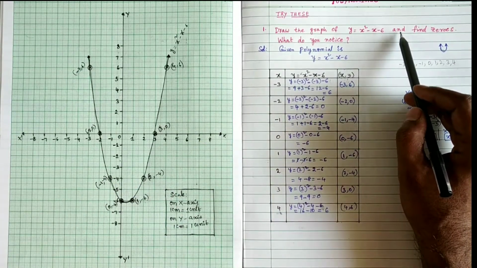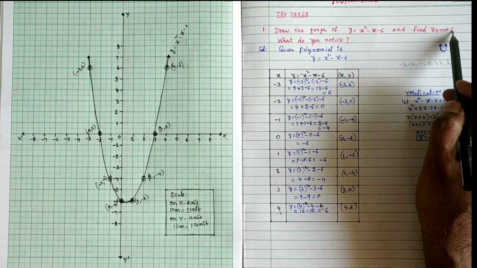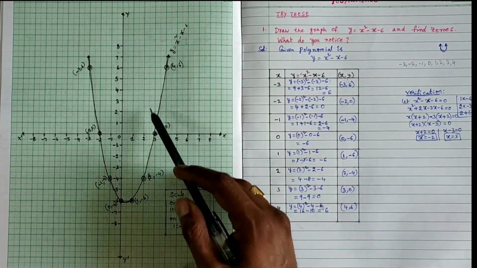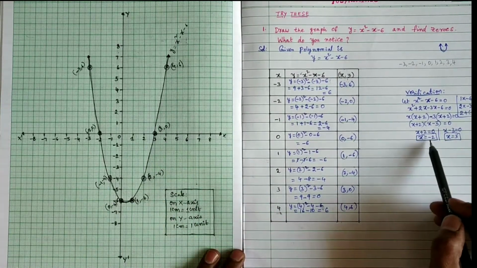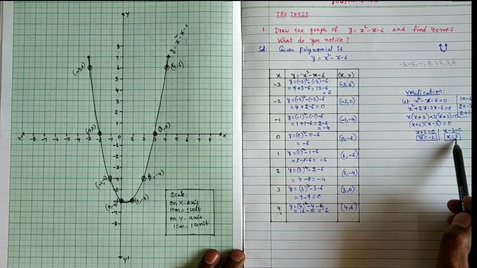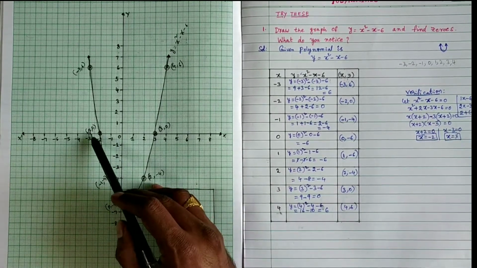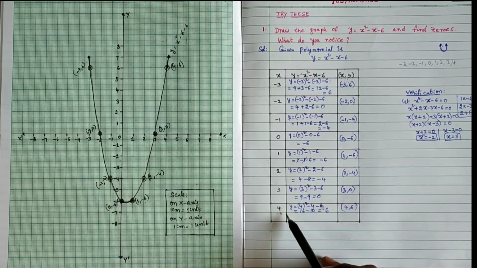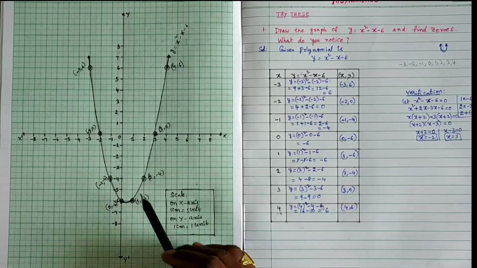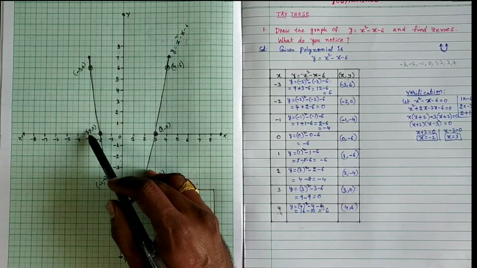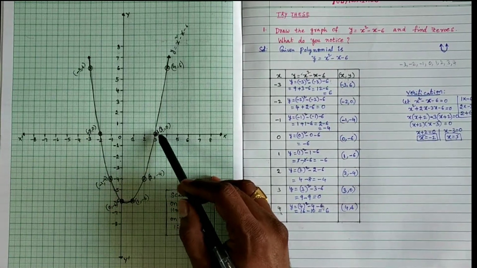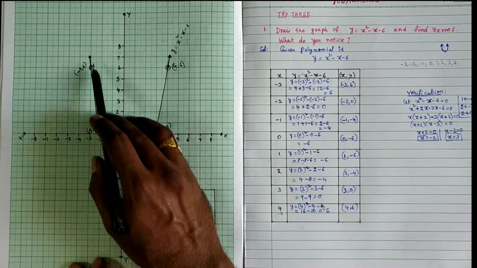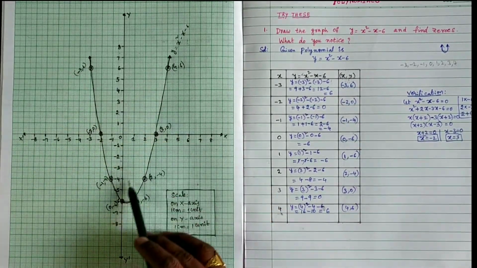And questions are given: find the zeros. So how can we find the zeros from the graph? These are the zeros, minus 2 and 3 by verification. So minus 2 and 3 are the zeros. So what are the zeros of the polynomial? The x coordinates of the points where the graph intersects the x-axis.